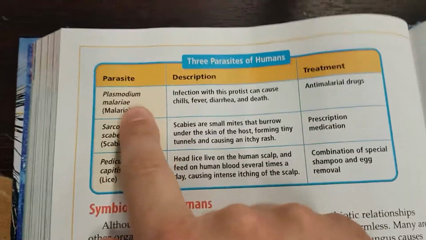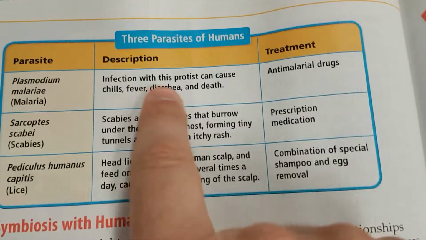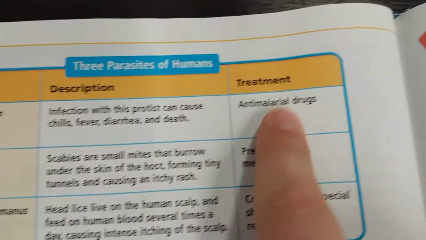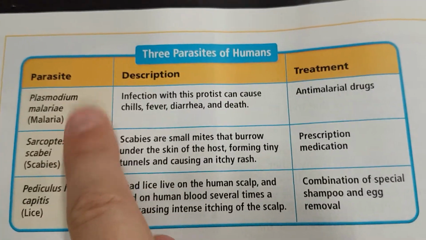Parasite, Plasmodium malariae, in other words, malaria. Infection with this protist can cause chills, fever, diarrhea, and death. Treatment, anti-malarial drugs. So you have to take special drugs to kill the parasite.